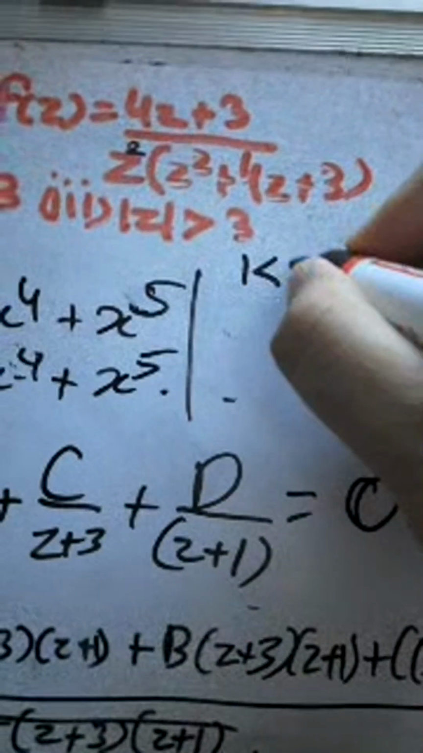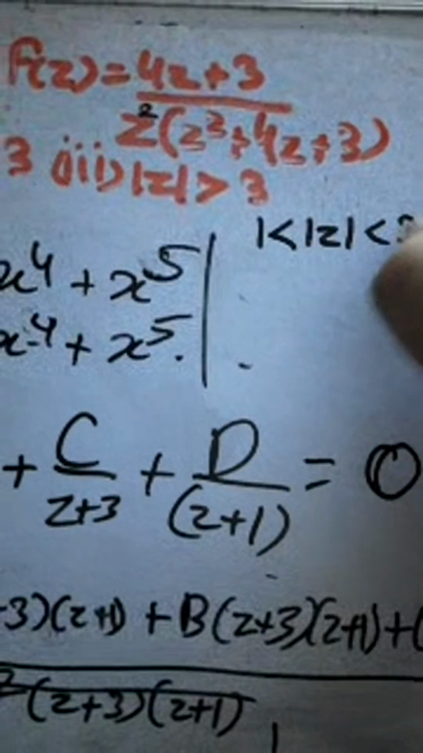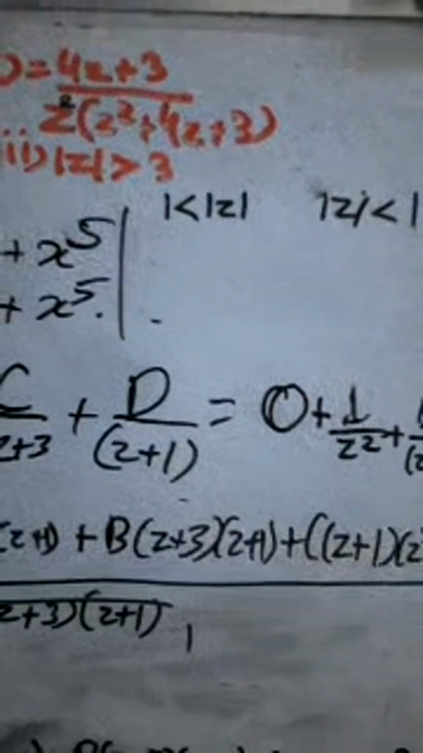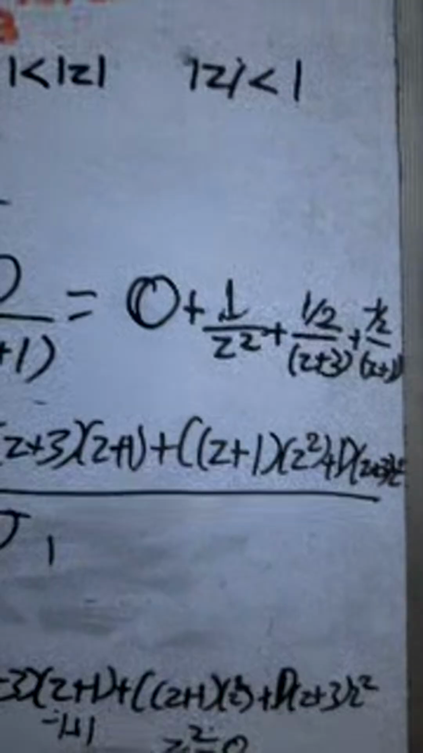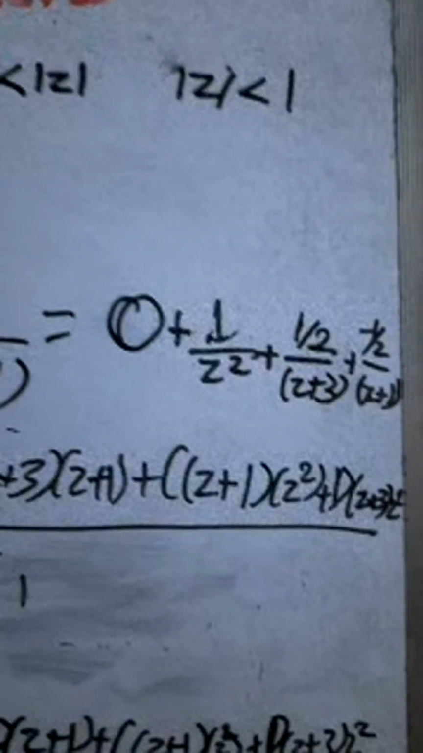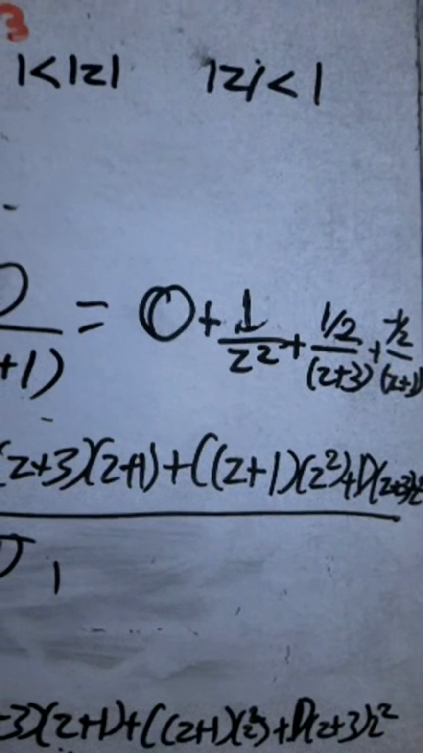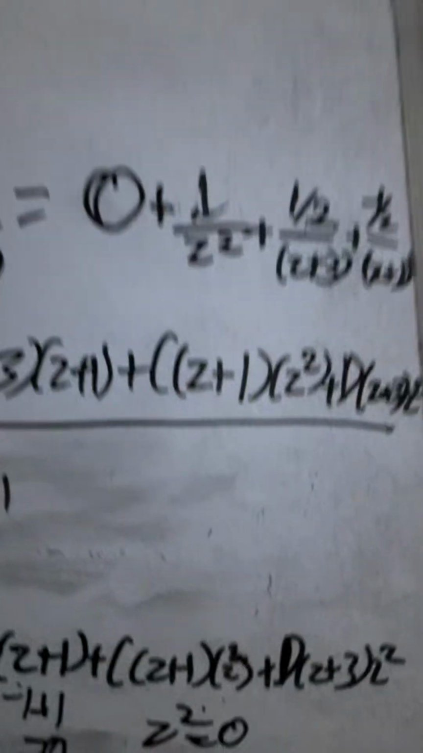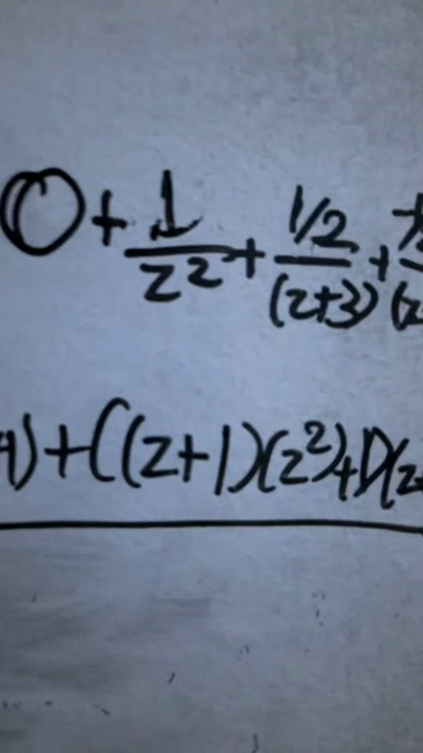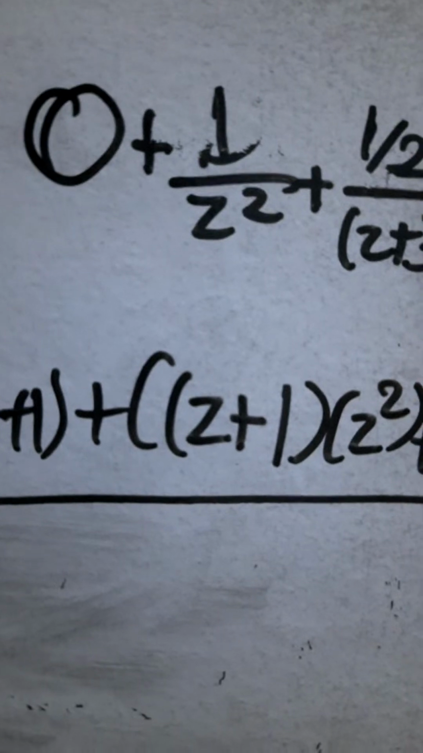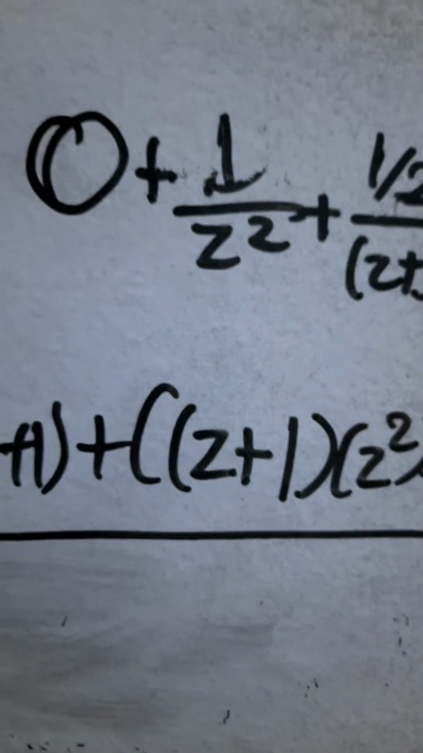Okay, so let's do the second one. 1 is smaller than z is smaller than 3. So z is smaller than 3 and z is greater than 1. So now z plus 3, right? So here we would take, wait a minute, we would take 3 common, I guess. Yeah, we would take 1 plus x raised to n, right?